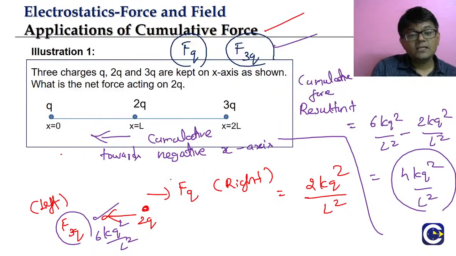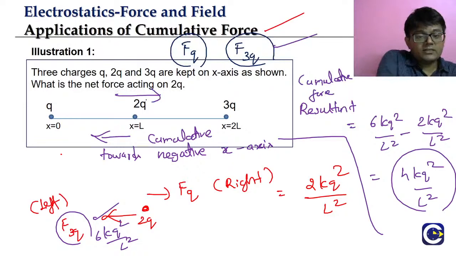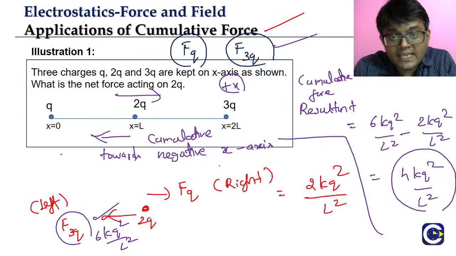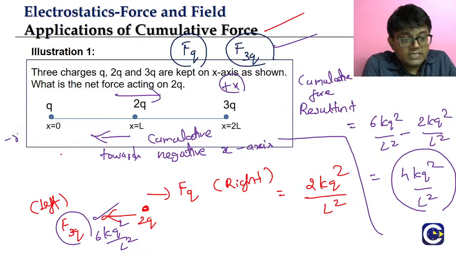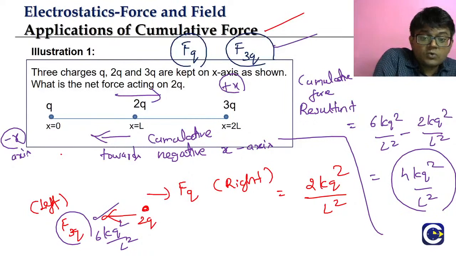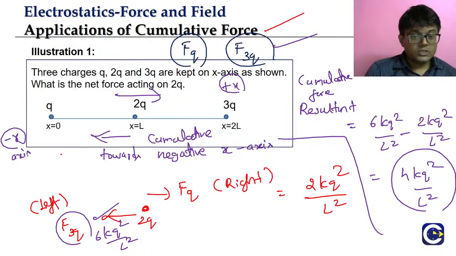Why? Because the right side is the positive x-axis side. So instead of saying left side, since left means the other side, that is the negative x-axis. So we can say the cumulative force is towards the negative x-axis. So this is the concept of finding the cumulative force.